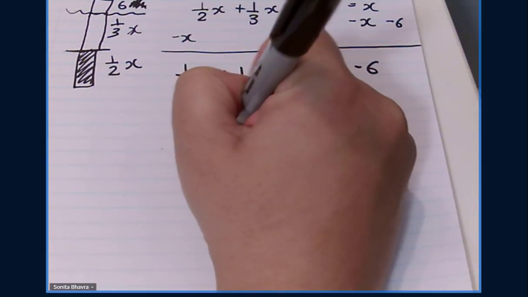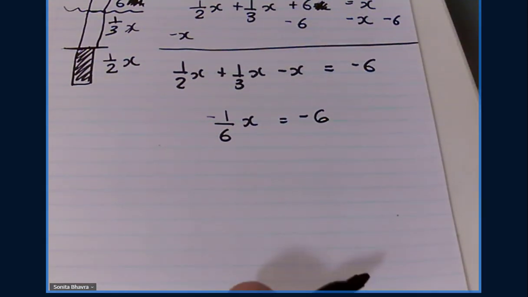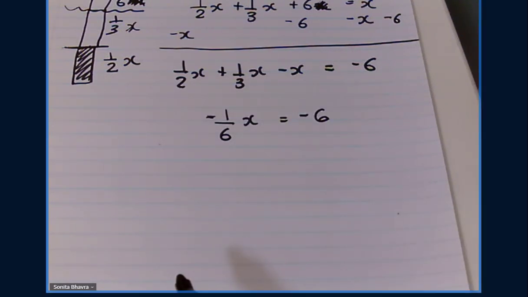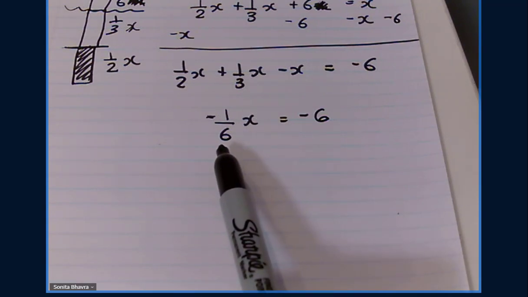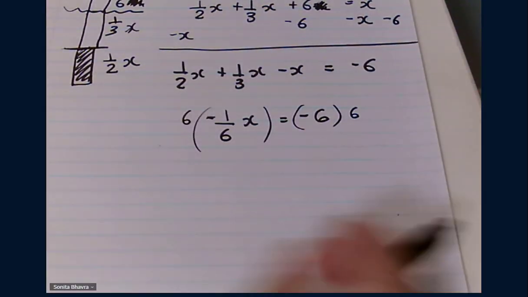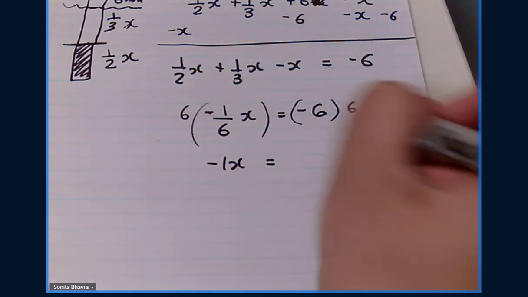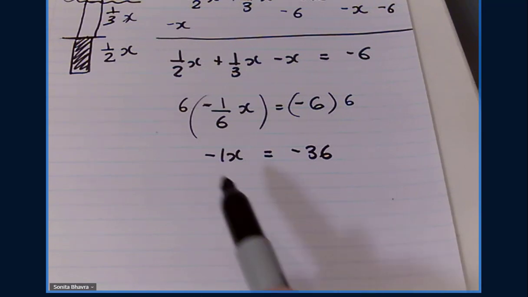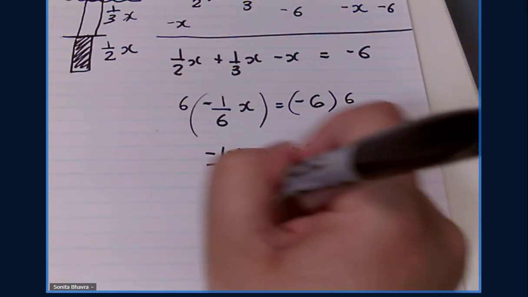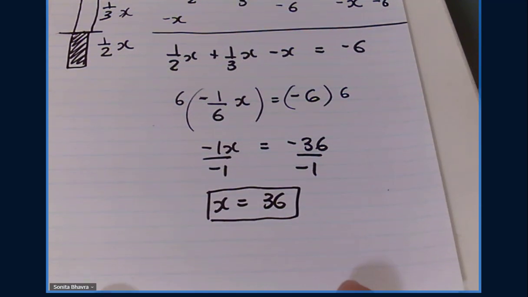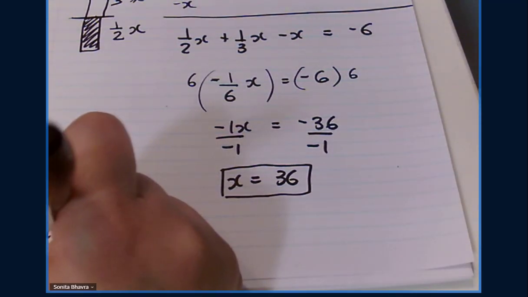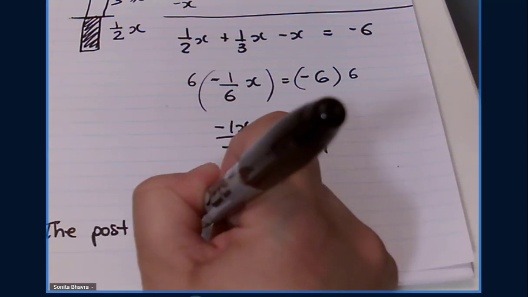So -1/6x is equal to -6. That's where we are now, just by collecting all of our x's together. All right, and now we just have to solve for x. So multiply by 6 on both sides. And then we're left with -1x equal to -36. Make sure you do divide by -1 after to get x is equal to +36. All right, and so you would just end with the statement, which is the post is 36 centimeters long.